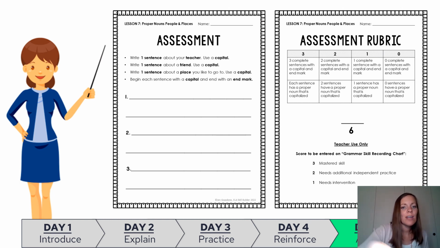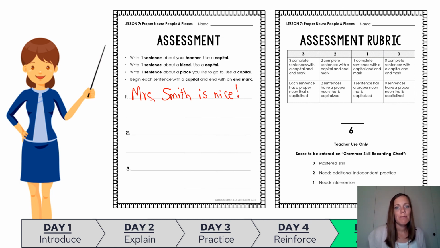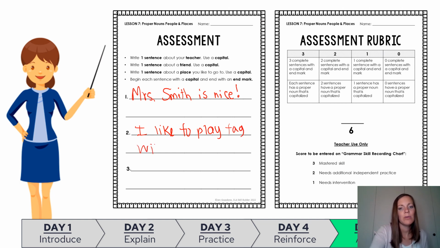So in first grade, it could just be really simple, like Mrs. Smith is nice. Okay, you don't need to have super high expectations here. As long as they have a complete sentence, use the proper noun. Maybe for a third or fourth grader, you would want them to write a slightly more detailed sentence. So write a sentence about a friend. I like to play tag with Ava at recess. A little more detail.